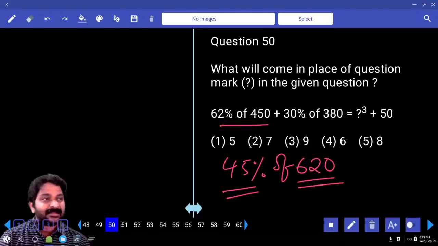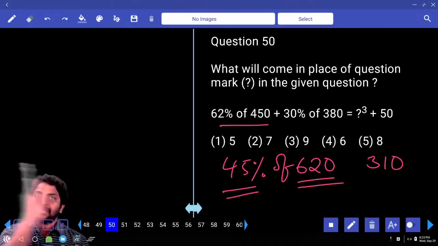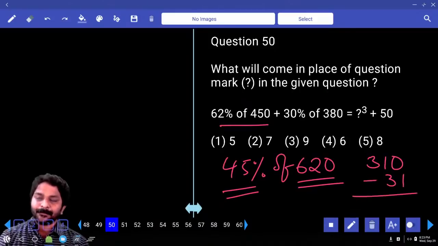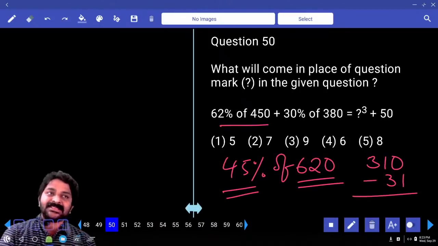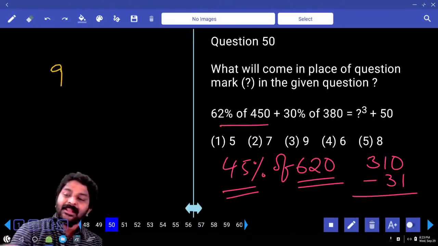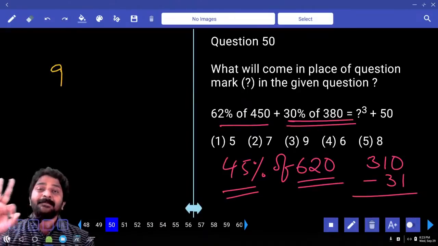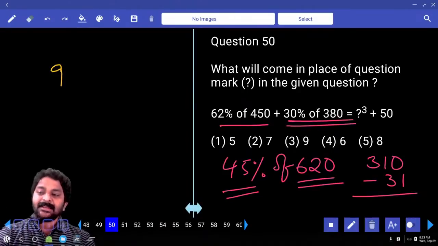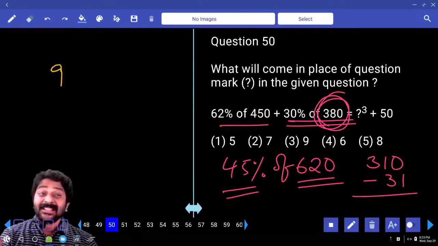What is 50% of this number? 310. Then what is 5%? Remove 0, 31. Do we have to add or subtract? Subtract. 0 minus 1 ends with 9, so 30% in the sense 3 into 10% only. What is 10%? Ends with 8. Ends with 8, into 3 ends with.